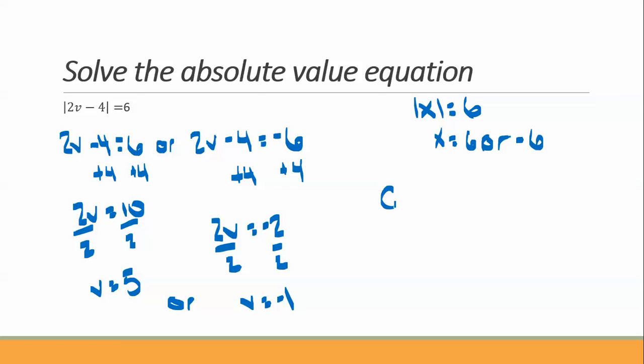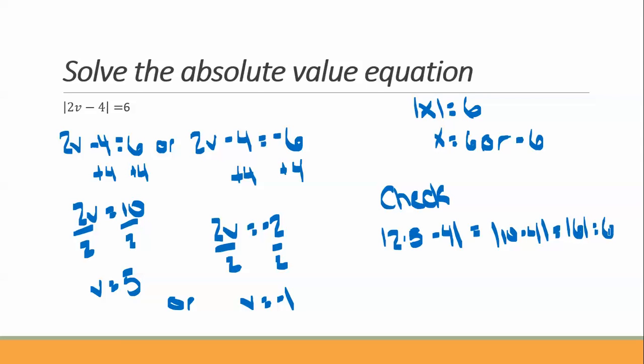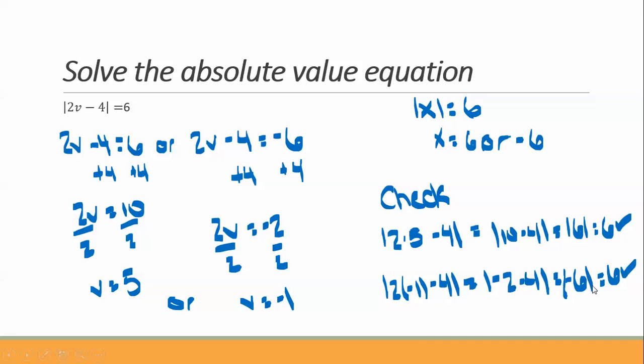Let's check our answer quick. Checking is the same thing as we were doing earlier. We take the absolute value of 2 times 5 minus 4. That's equal to the absolute value of 10 minus 4, which is the absolute value of 6, which is 6. So v equals 5 checked out. Let's try the absolute value of 2 times negative 1 minus 4. That's the absolute value of negative 2 minus 4, which is the absolute value of negative 6, which is 6. So both of those answers checked out.